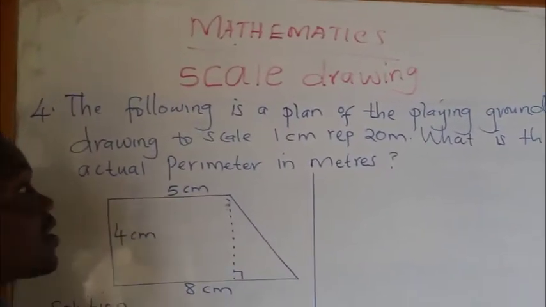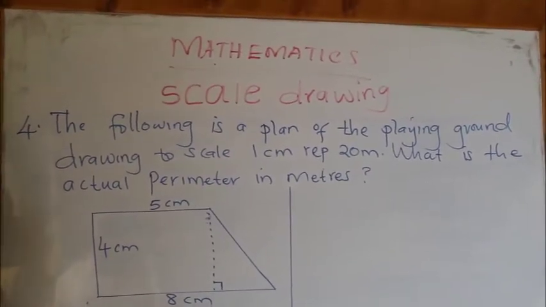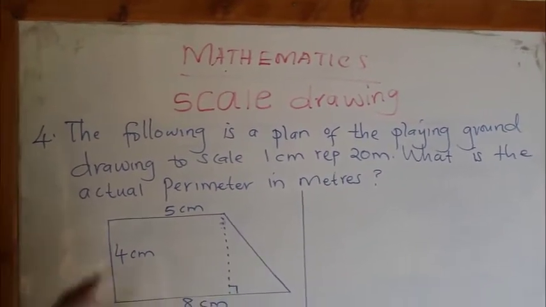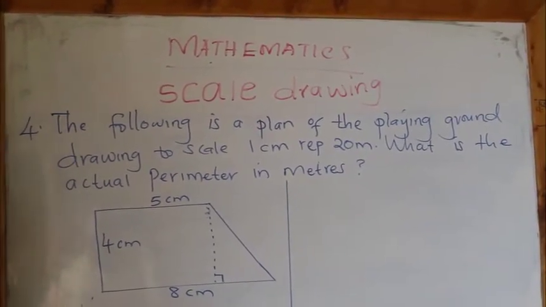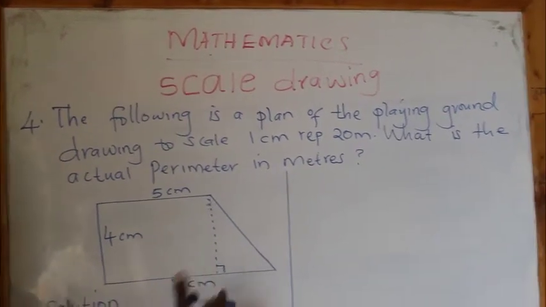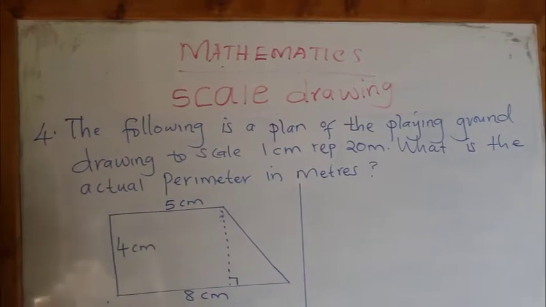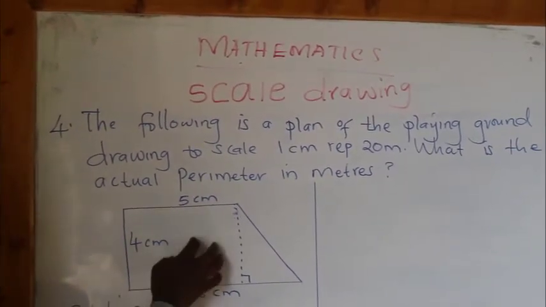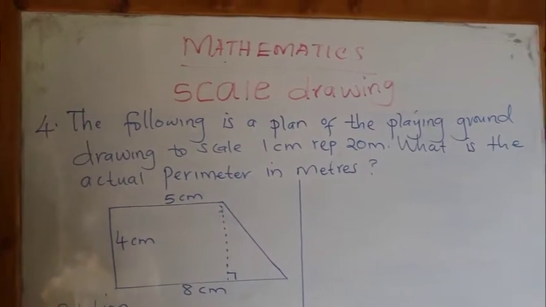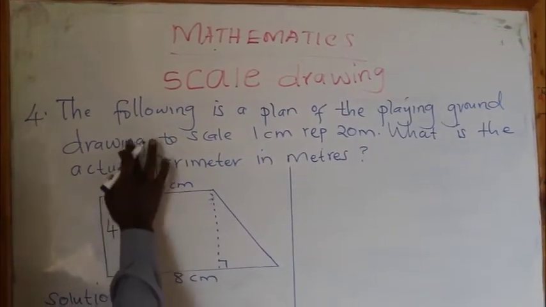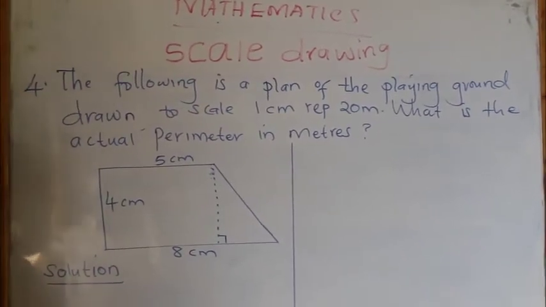still under scale drawing. And the last question, I told you that this question will be in different formats. So when we work out together an example like this, look for as many examples of the similar type and work them out. So the question says, the following is a plan of a playing ground drawn to scale.